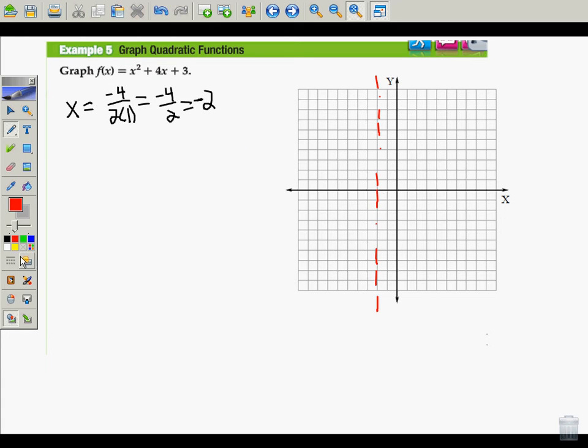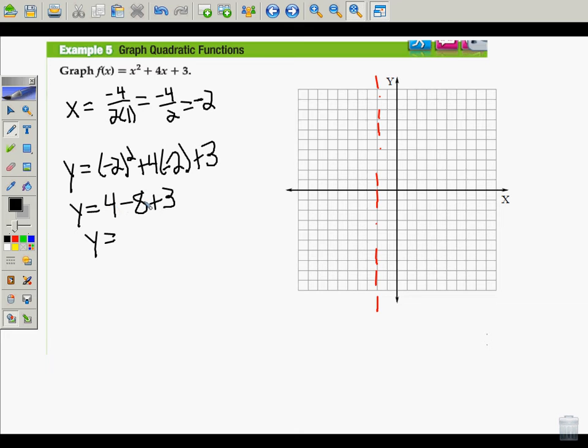Now to find my vertex, I'm going to take negative 2 and plug it into my function. Remember, f of x is the same thing as y. I get negative 2 squared plus 4 times negative 2 plus 3. So I get y equals negative 2 squared is 4. 4 times negative 2 is negative 8 plus 3. 4 minus 8 is negative 4 plus 3 is negative 1. Now, I've got my vertex. My vertex is negative 2, negative 1. So I go over to negative 2, down to negative 1.